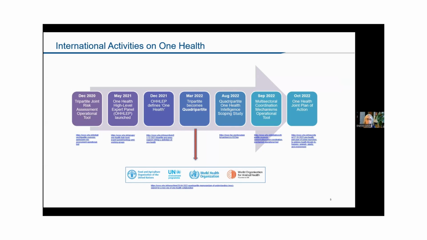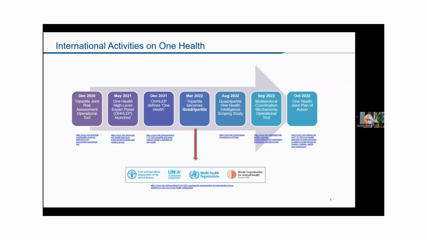There have been a number of international activities on One Health in the last few years, and so just some of the ones that have been particularly helpful from a risk assessment perspective. In 2020, the tripartite, which at that point was the World Health Organization, the World Organization for Animal Health, and the Food and Agriculture Organization, released a joint risk assessment operational tool, which is a really handy tool.